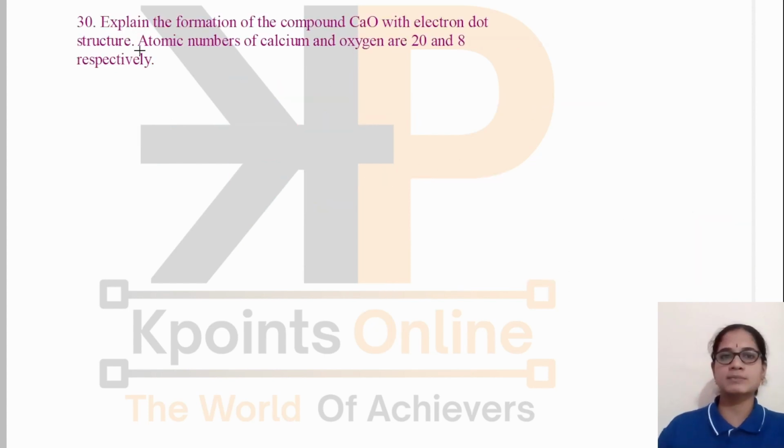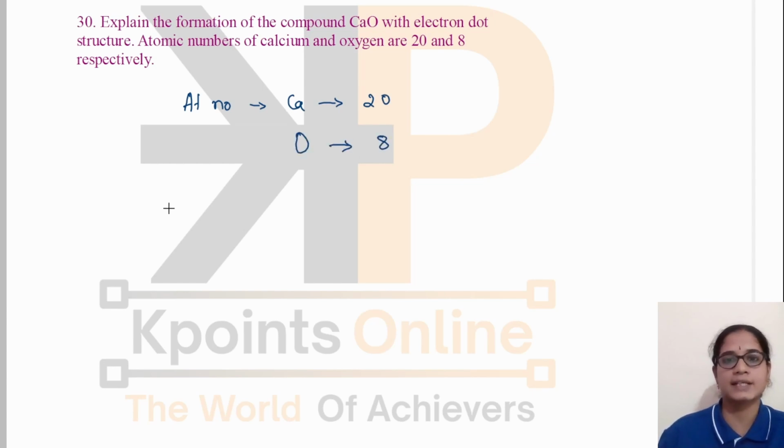Next, explain the formation of the compound CaO, that is calcium oxide, with electron dot structure. Atomic numbers of calcium and oxygen are 20 and 8 respectively. See here, atomic number of calcium is 20 and oxygen is 8. So the electronic configuration we can write here is 2, 8, 8, 2. In this case, 2, 6. Calcium has 2 electrons in its outermost shell, and oxygen has 6 electrons in its outermost shell.